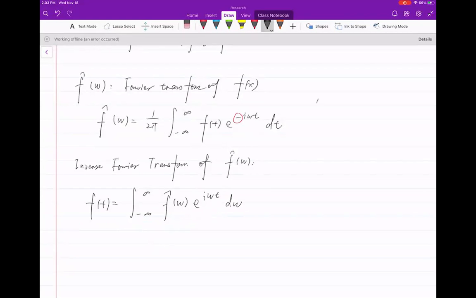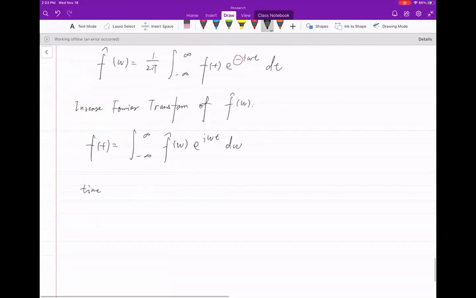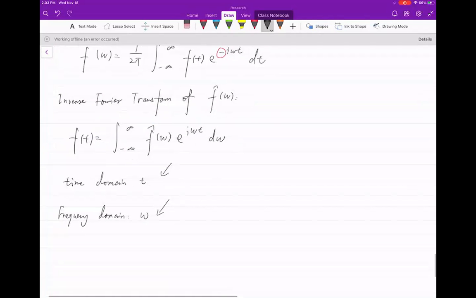This is in the frequency domain. Let me write down this: time domain, t, and the frequency domain, omega. Sometimes it's easier to do things in t. Sometimes it's easier to do things in omega. And we have the freedom to go in and out, whichever way we want. Sounds good?